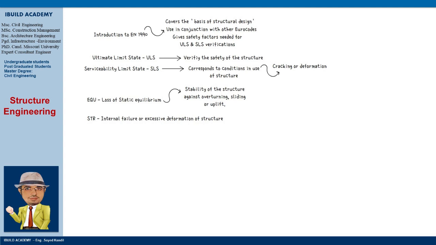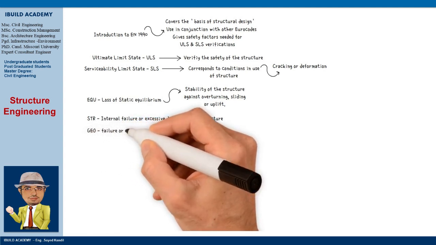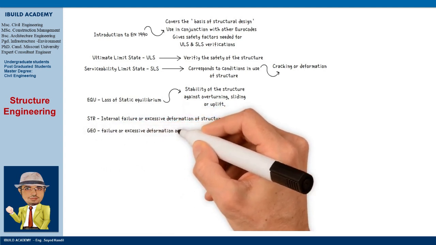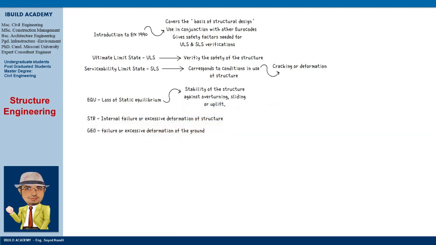Structural: internal failure or excessive deformation of the structure or structural members, including footings, piles, basement walls, etc., where the strength of construction materials of the structure governs. Geotechnical: failure or excessive deformation of the ground where the strengths of soil or rock are significant in providing resistance.